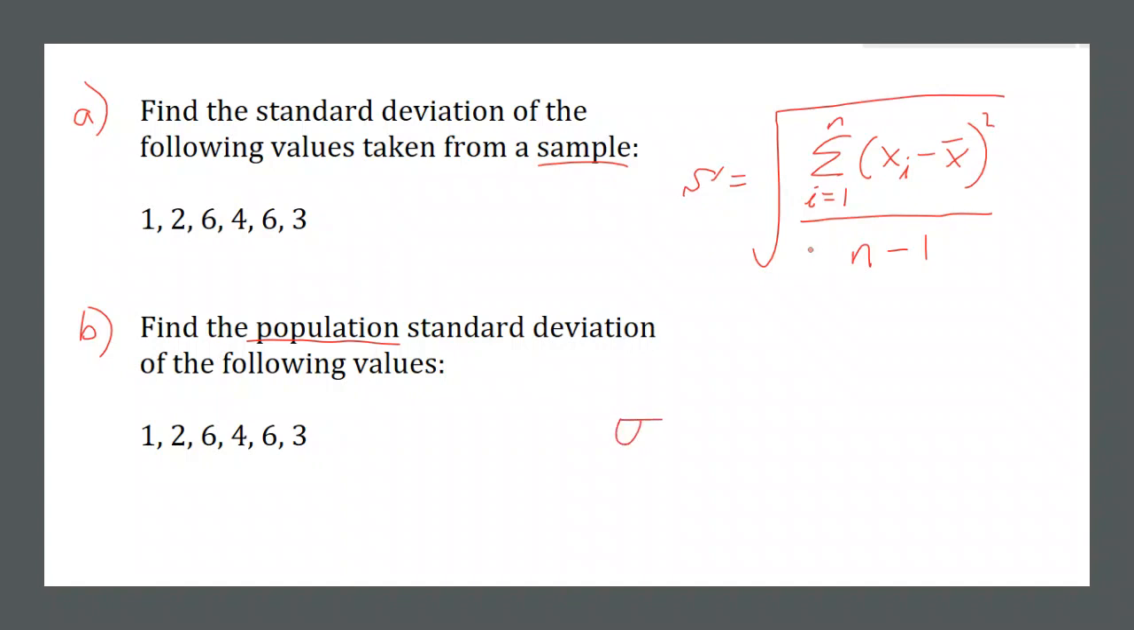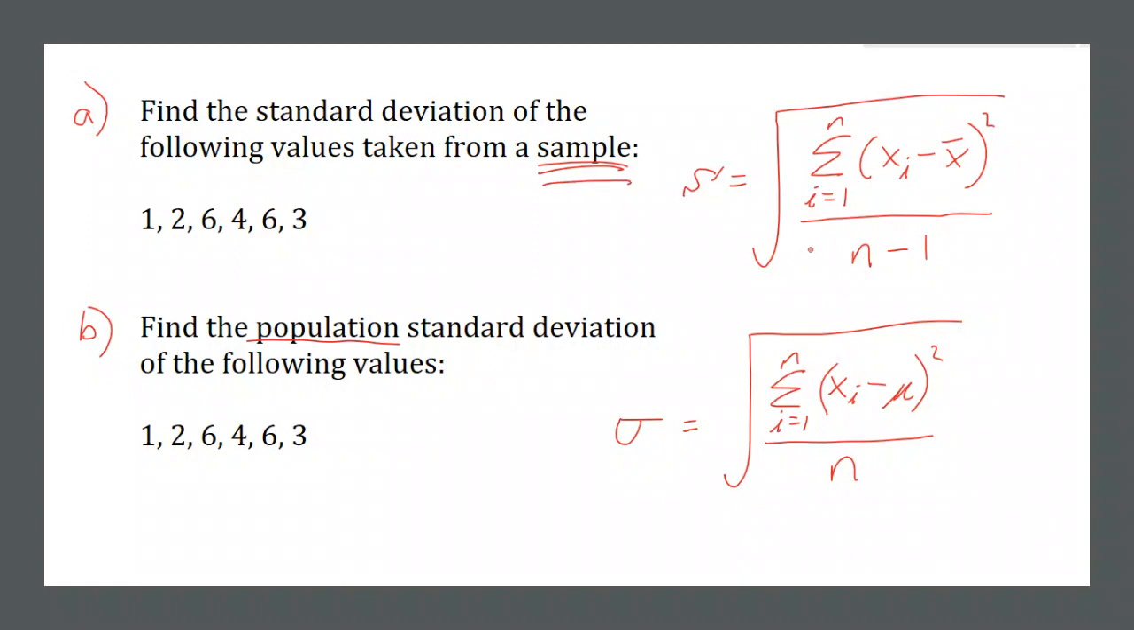For population standard deviation, it's typically represented with sigma, which is the lowercase Greek s. And you're also adding up all of the squared differences between the data points and their mean value. But instead of dividing by n minus 1, you're dividing by n, which is the sample size. And that's the only difference between the two formulas. So I'll go through question A here, calculating the sample standard deviation, and then I'll show you the one thing that's different if you're looking for the population standard deviation, as in question B.